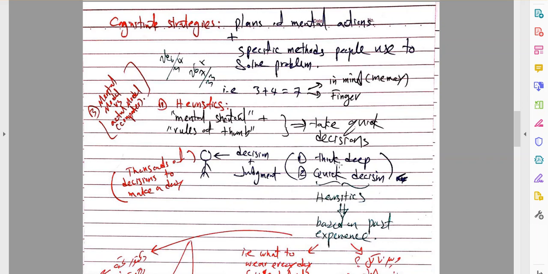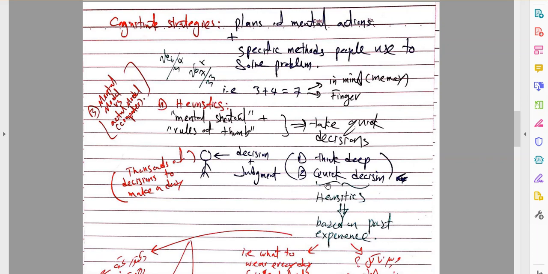So this is simple. Humans usually want to take quick decisions in life. They don't want to spend a lot of human information processing resources, such as processors and memory. So they usually want to take quick decisions. These quick decisions, we call them here heuristics. So this is number one, heuristic.